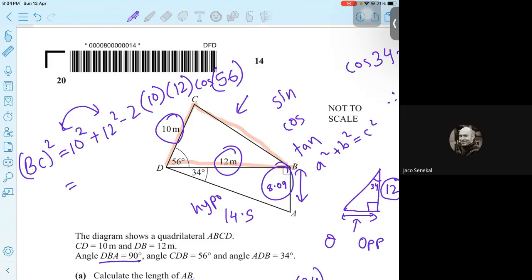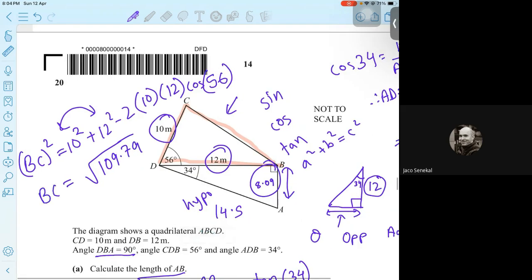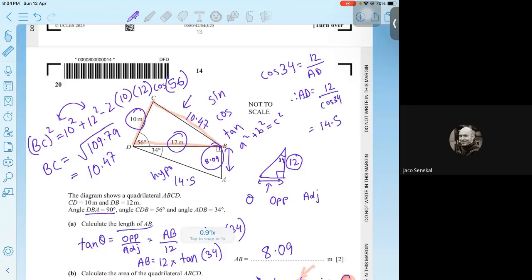So from this, what we get is, I think, root of 109.79. Okay? For BC, if you square root this side, what we get is 10.47. Okay? So this side is 10.47. Any issues? Are you all cool with this? Okay, thank you so much.